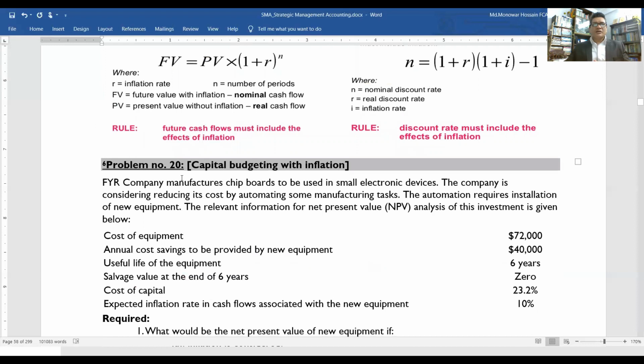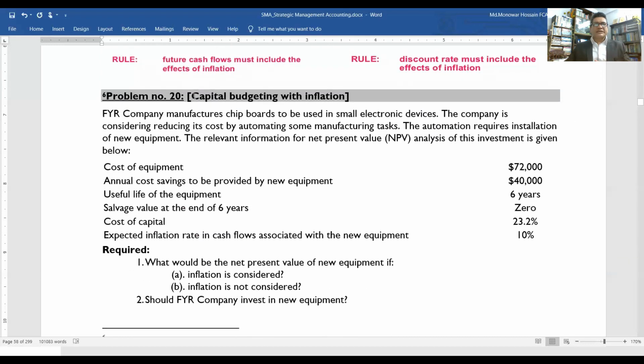So where is the problem? That means capital budgeting with inflation. Look here, a company manufactures clipboards for use in small electronic devices. The company is considering reducing its costs by automating some manufacturing tasks. The automation requires the installation of new equipment. The information for the net present value analysis of this investment is given below. Cost of equipment 72,000.